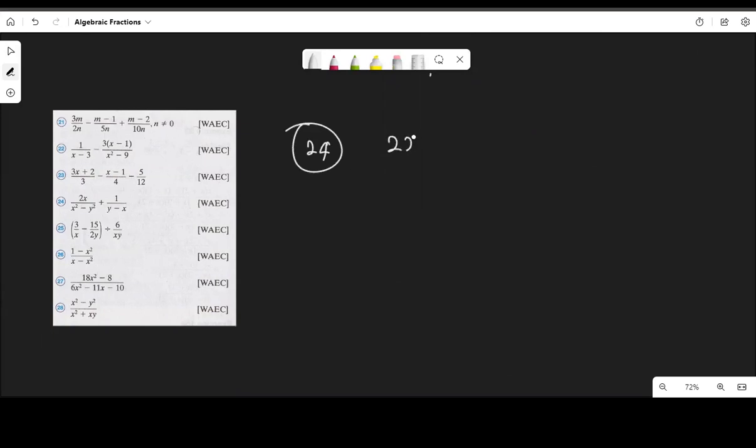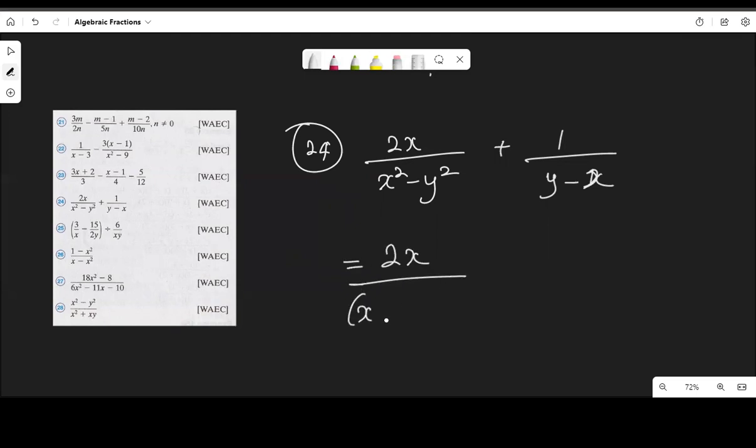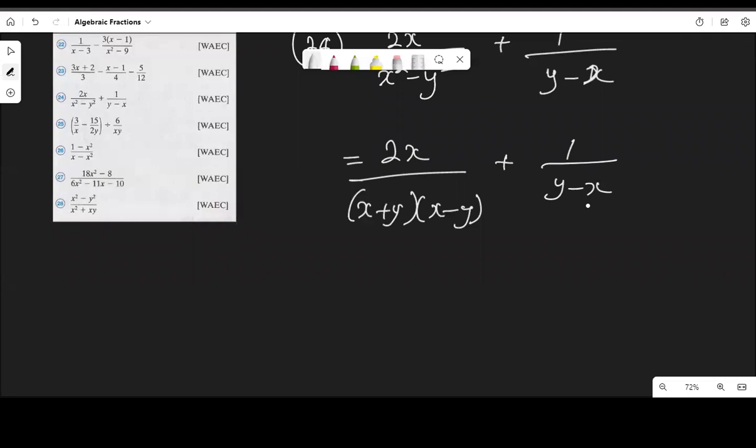Question 24, we have 2x over x squared minus y squared plus 1 over y minus x. Let me factorize this using difference of two squares. So I have 2x over x plus y and x minus y plus 1 over y minus x. I want to make this y minus x take this form. As is, instead of having y minus x, I want it to be x minus y.